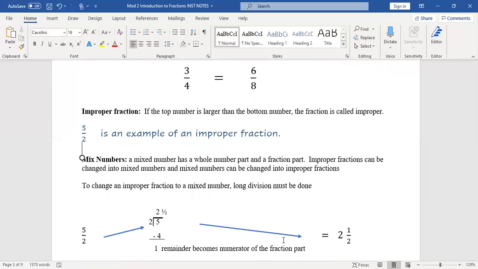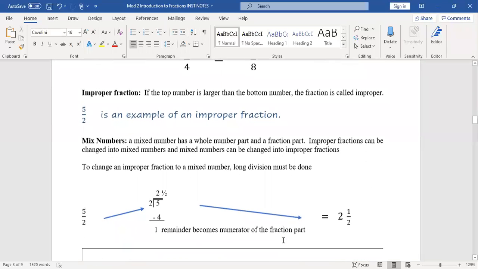To change an improper fraction to a mixed number, long division must be done. So if I have 5/2, 5 divided by 2, and I want to change that to a mixed number, I simply put it into a long division problem. 2 goes into 5 2 times, so that goes on top. I take the 2 that's on top times the 2 that's out in front, and I get 4. I place that underneath, I subtract, and I get 1. Since there are no other numbers to come down, that is the remainder.